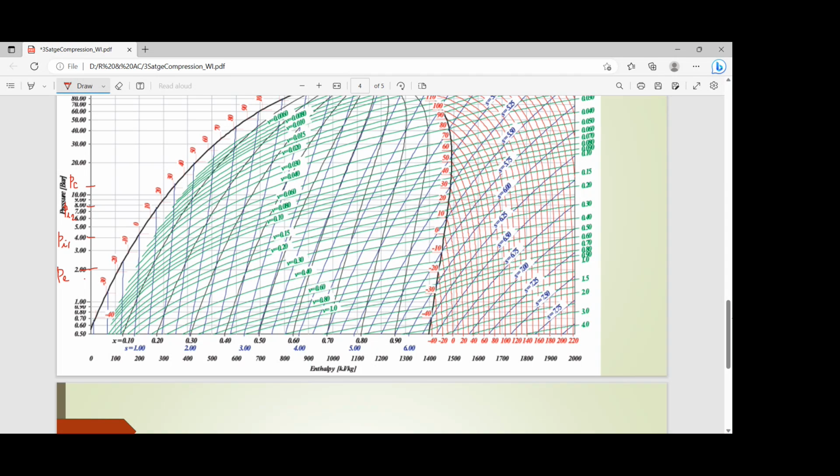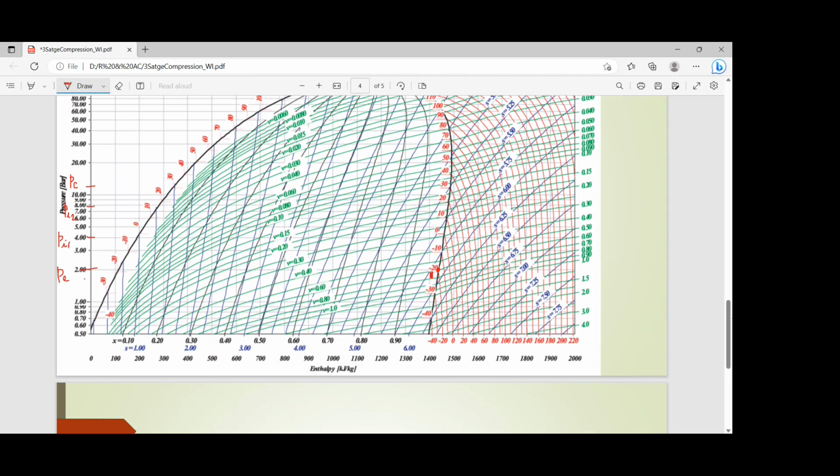So if you travel across the 2 bar line and fix your point on the saturated vapor line, so that is going to be my condition number 1. So what I should do, I should travel across the constant entropy line.